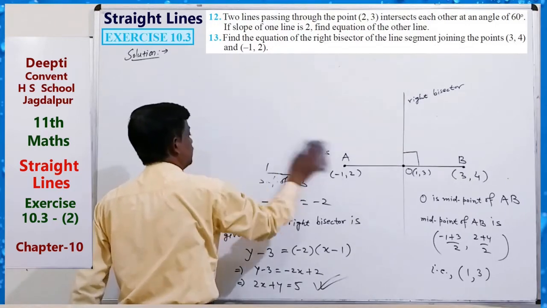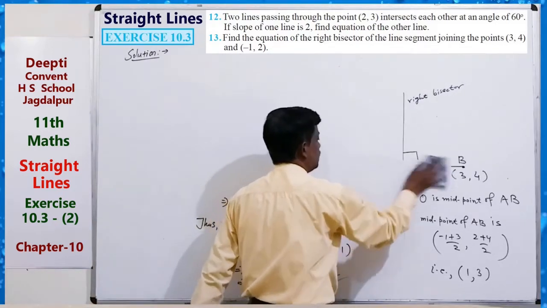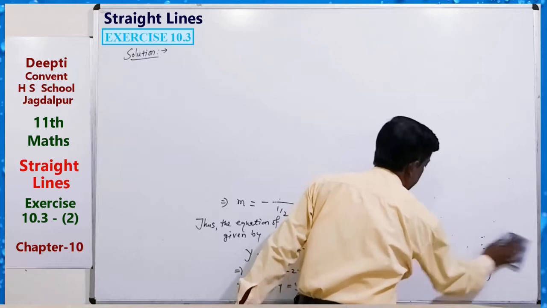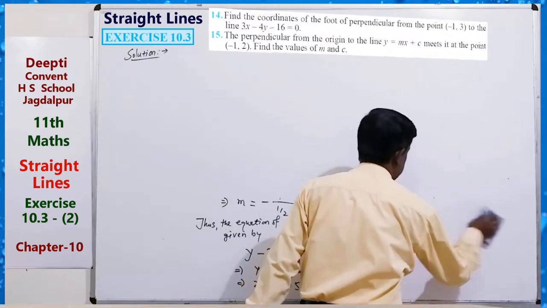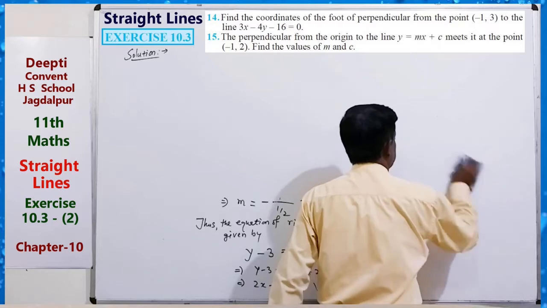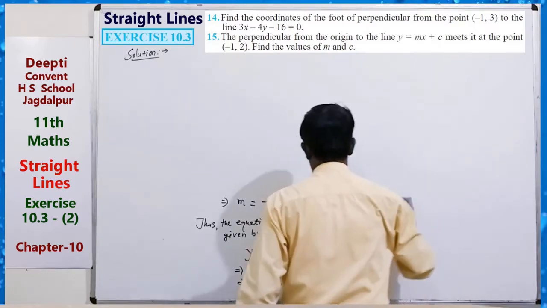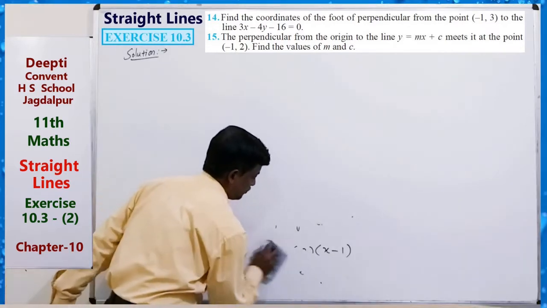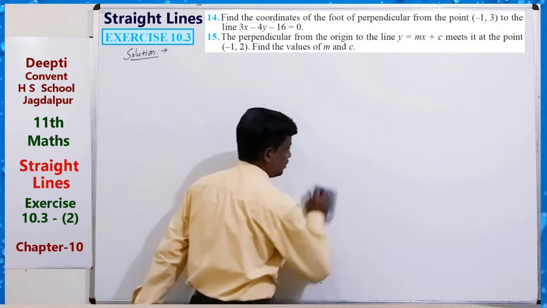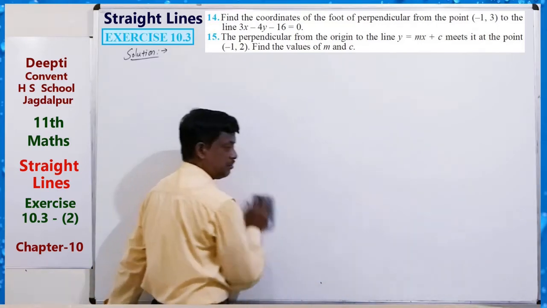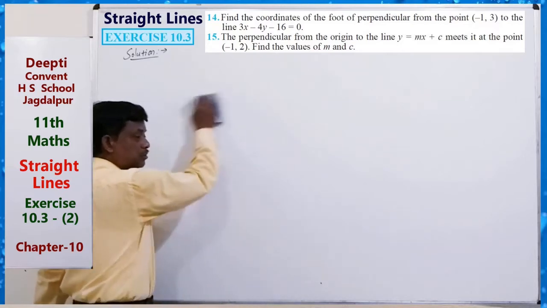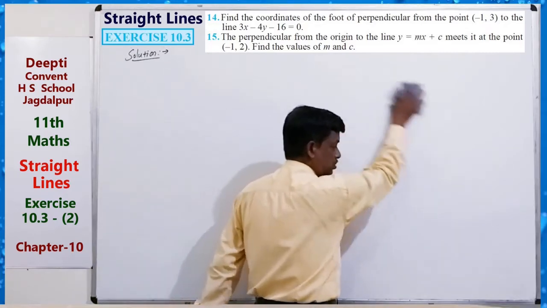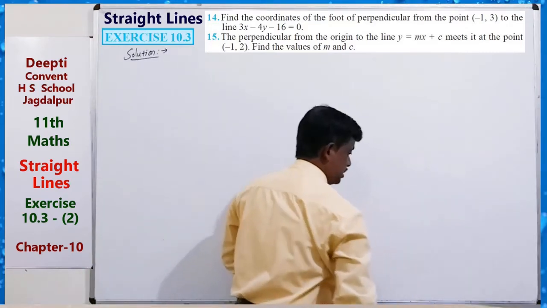So take the foot of the perpendicular, with coordinates a and b, small a and b. Then we have to find the values of small a and b by using the condition. Okay, so here: find the coordinates of the foot of the perpendicular from the point minus 1, 3 to the line 3x minus 4y minus 16 equals to 0. So here is question 14.